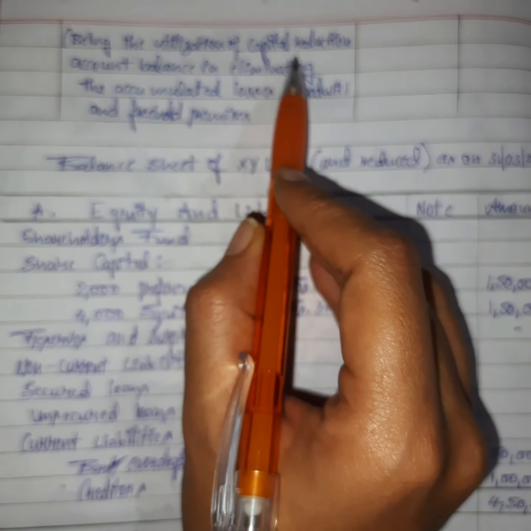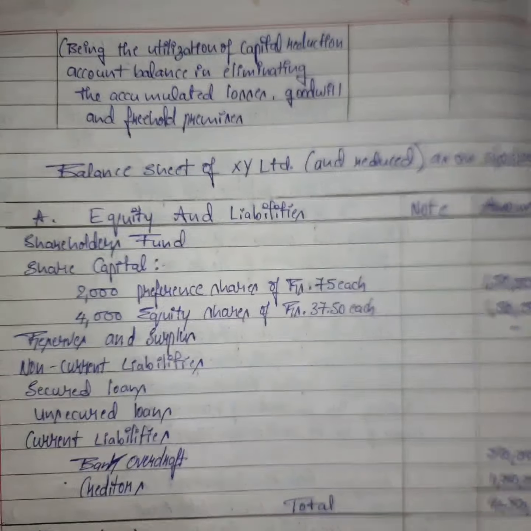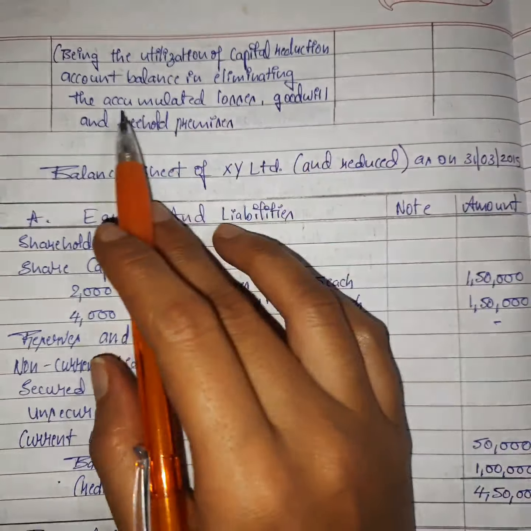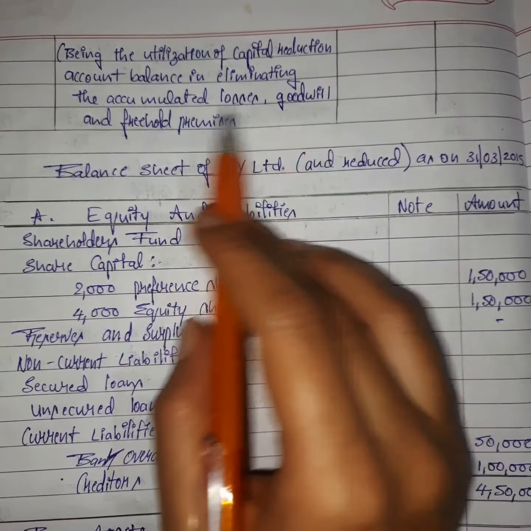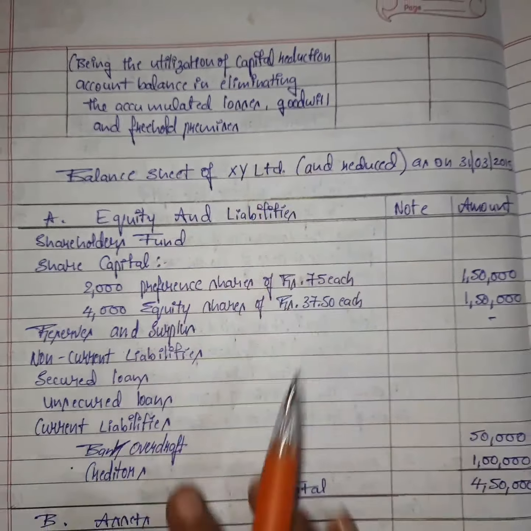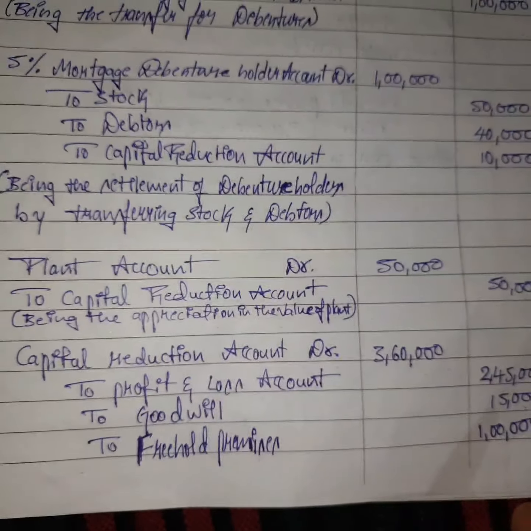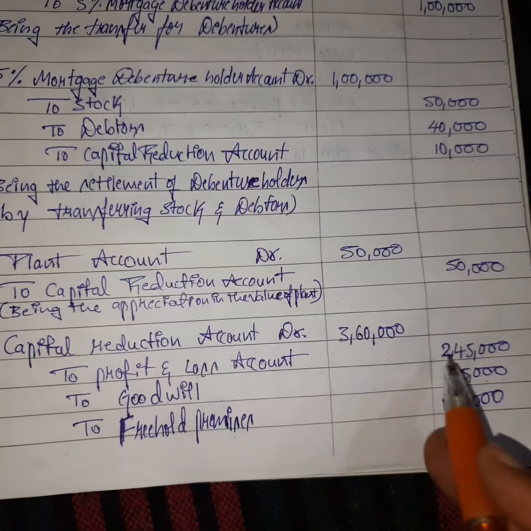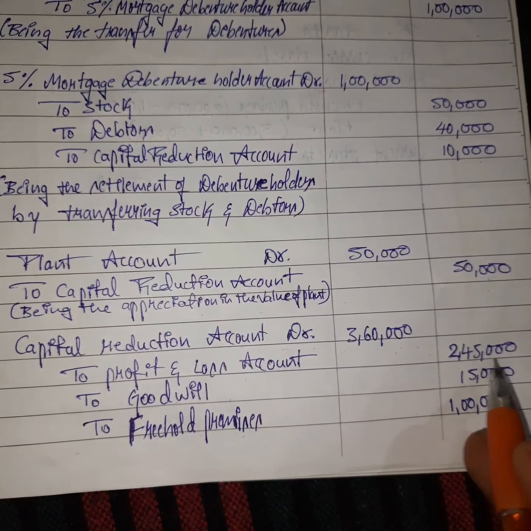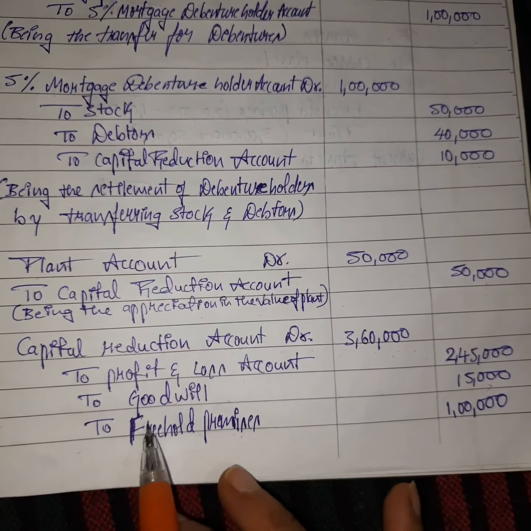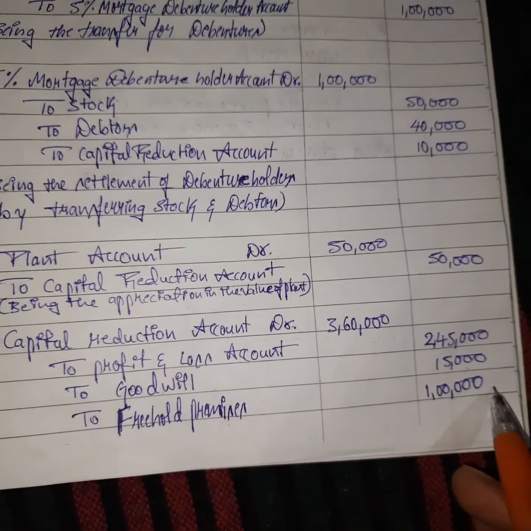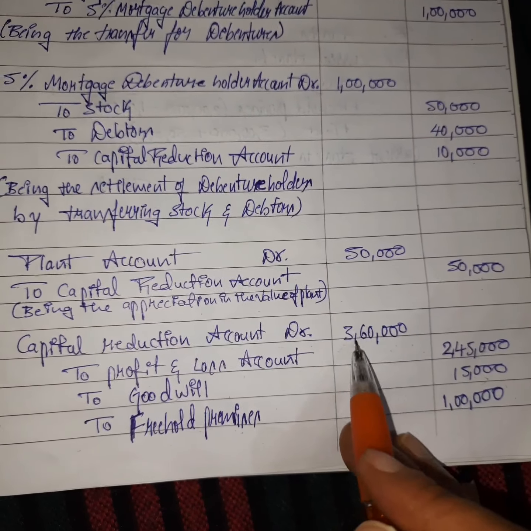Note: being the utilization of capital reduction account balance in eliminating the accumulated losses, goodwill and freehold premises. You can check the last entry, the capital reduction account debit 3,60,000. So profit and loss account in the credit side 2,45,000, to goodwill 15,000, freehold premises 1 lakh. If you total this, you will be getting 3,60,000.